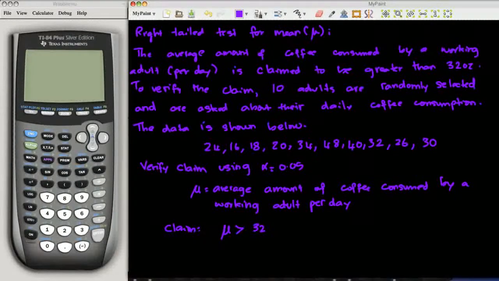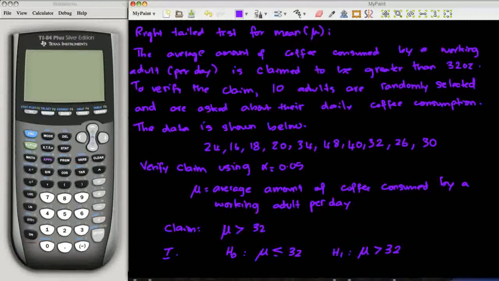Now observe the claim, it does not have an equal to sign. Therefore this must belong in the alternative. So the claim belongs in the alternative. Now that we've identified the claim, the null is the exact opposite of the alternative, so the null is mu is less than or equal to 32. That completes step 1 of our test.